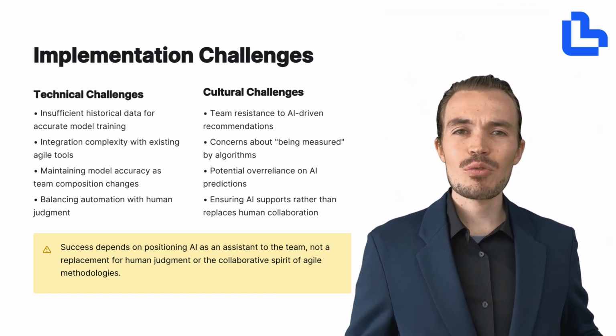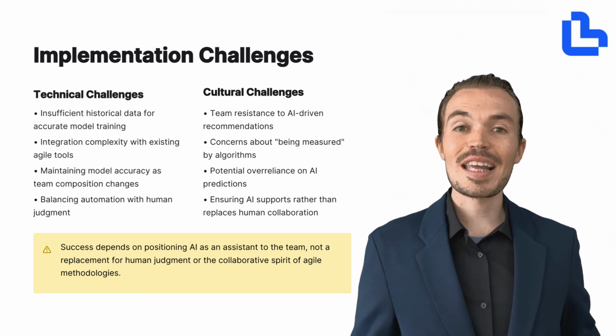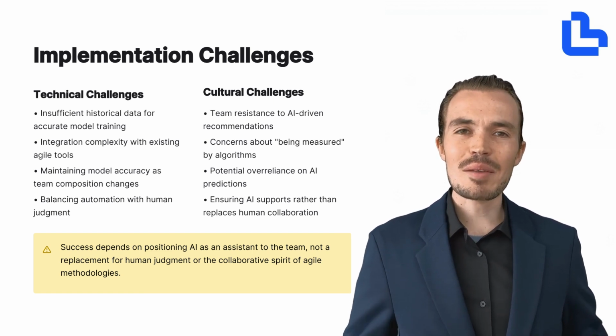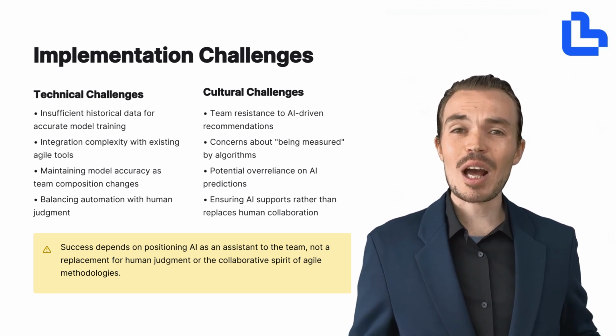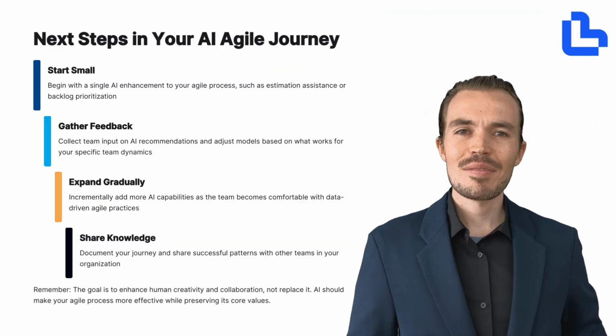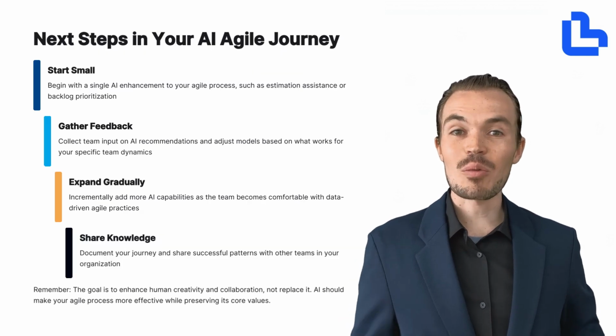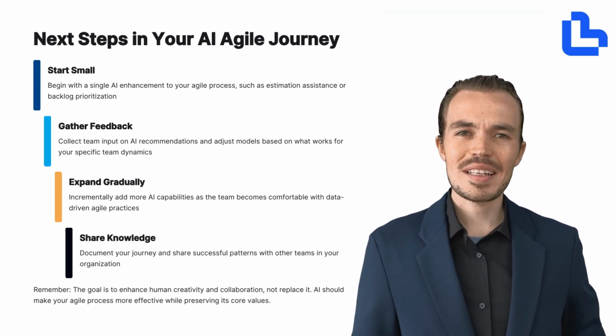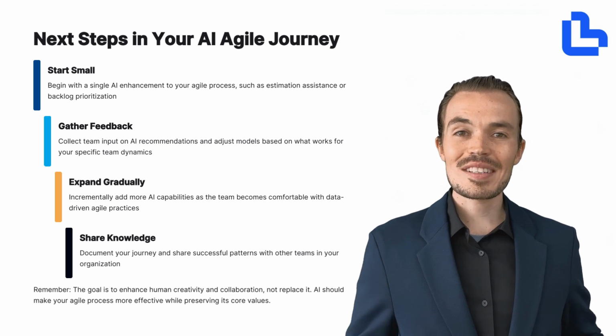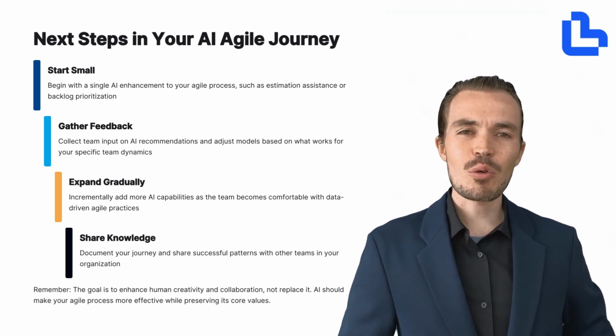Success depends on thoughtful implementation, clear communication, and a commitment to keeping people at the center of the process. When done right, AI becomes a powerful ally in your Agile journey. You've now seen how AI can transform Agile execution, from smarter planning and backlog management to predictive analytics and hands-on implementation. So what's next? The key is to start small.